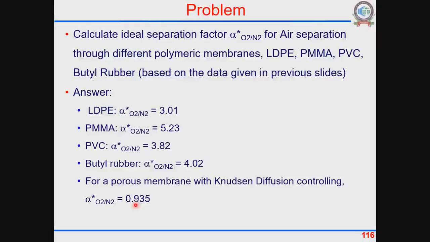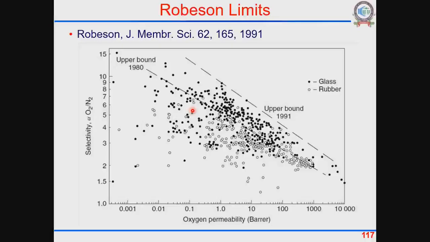So if it was a porous membrane, we would have permeated nitrogen. But because of solubility and diffusivity both together, oxygen is favorably permeated through the membrane. So we could enrich oxygen, which would not have been possible by a porous membrane. So that's the advantage of using solution diffusion for gas separation applications.